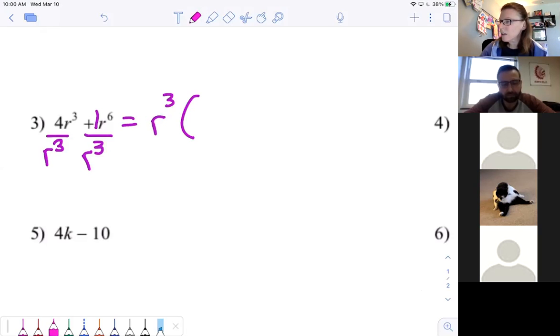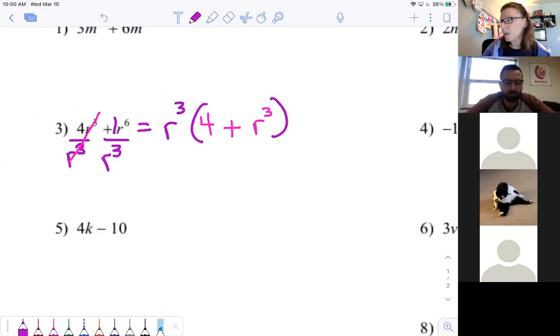So using that cancel method, the r cubes canceled, and you're just left with a 4. And then our plus sign, the second term has 6 r's. Bill, you're dividing that or taking out 3 r's. How many are left then, Bill? 3. Excellent. So this is what number 3 would look like. There is still a GCF, but it just is a variable.